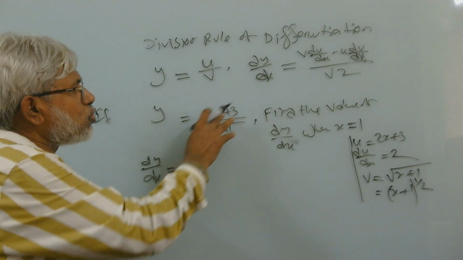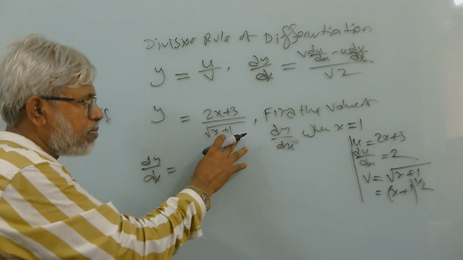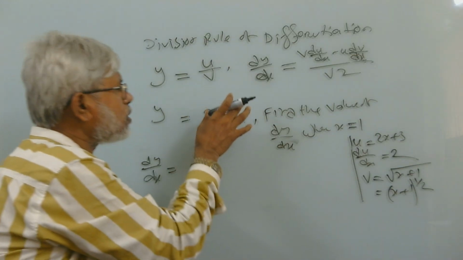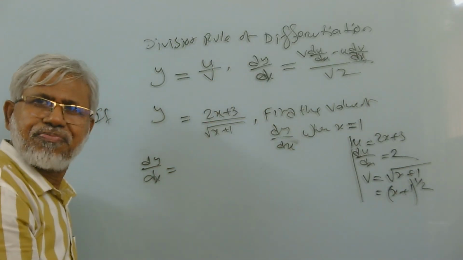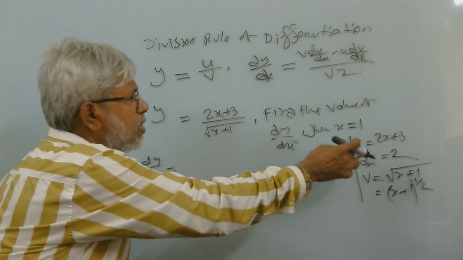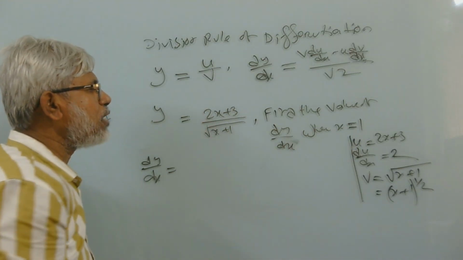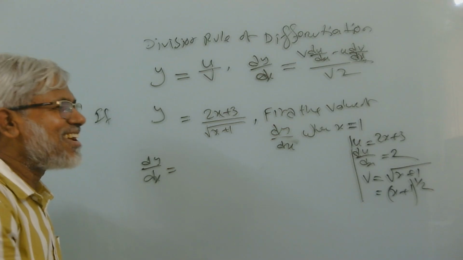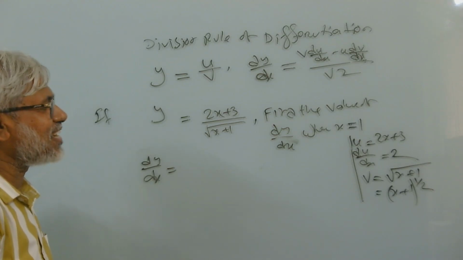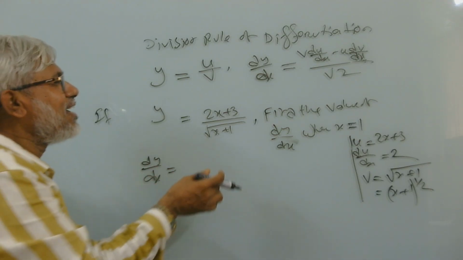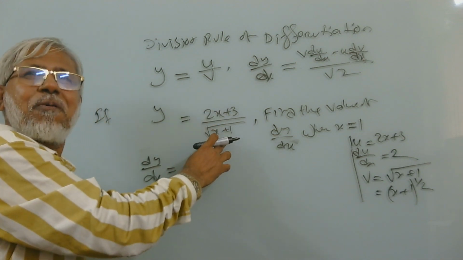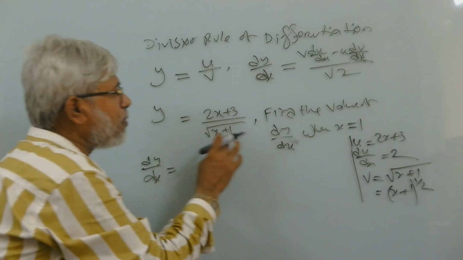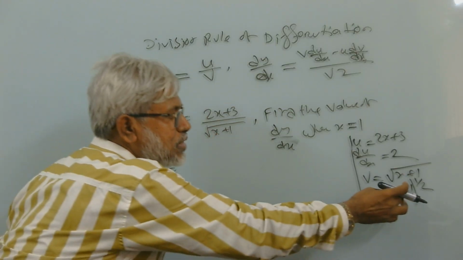If y is equal to twice x plus 3 by root over x plus 1, find dy by dx. So y is equal to twice x plus 3. Okay, this is u and this is v. So u is twice x plus 3, du by dx is 2. V is this one, which is to the power half.